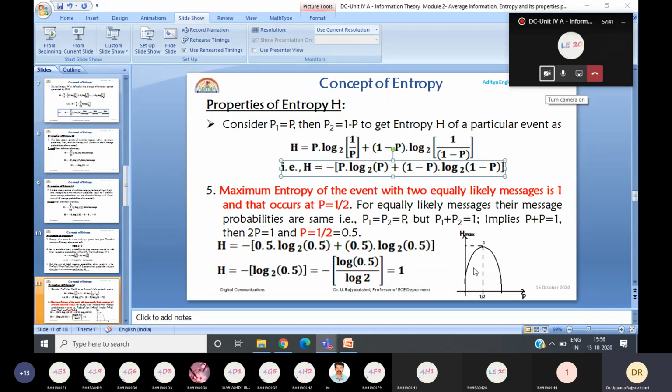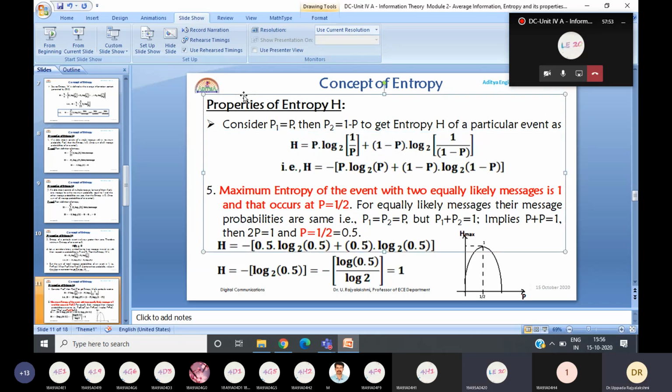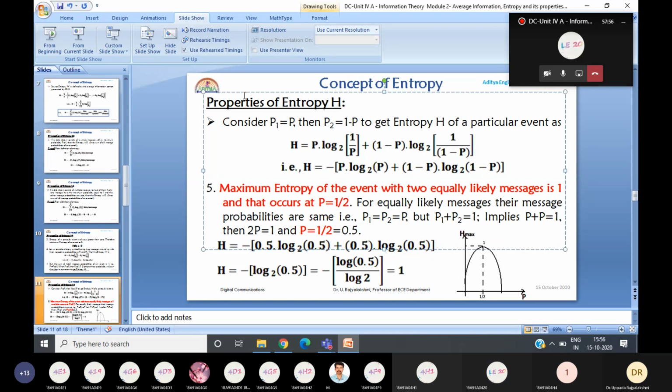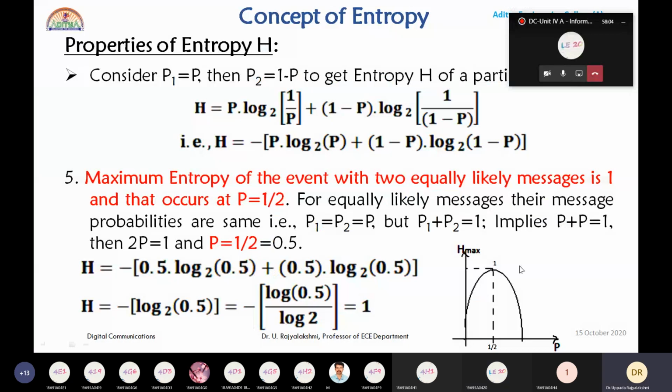So, can you please explain the graph shown here? Ma'am, PPT is not visible, ma'am. Okay. Okay, the graph represents the maximum entropy with respect to its probability. So maximum entropy for two equally likely messages is 1 and that occurs at P is equal to 1 by 2. It is a characteristic that shows a relationship between H max and the probability of the event.